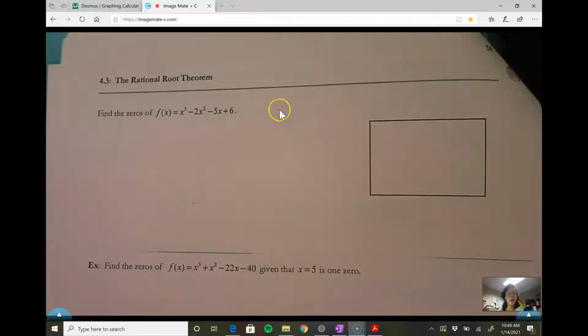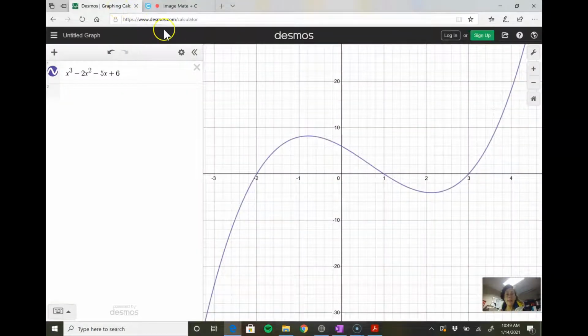So what I want to do is switch to Desmos, where I've already typed this in, and take a look at this particular equation. Here's Desmos. What I want you to see is where this hits the x-axis. Once I get my equation typed in, I tap on it and look at the values: I have -2, I have 1, and I have 3.